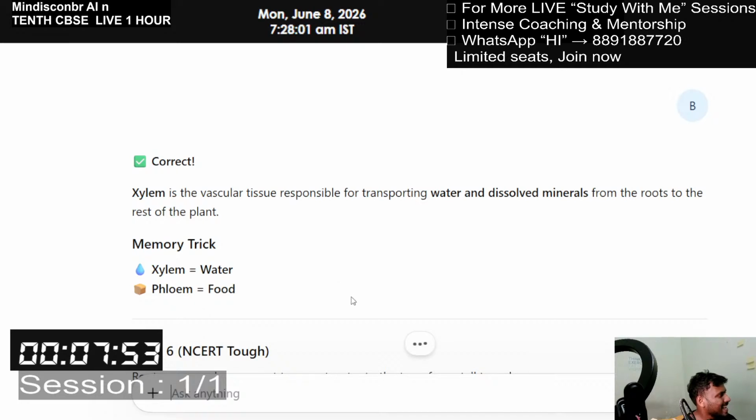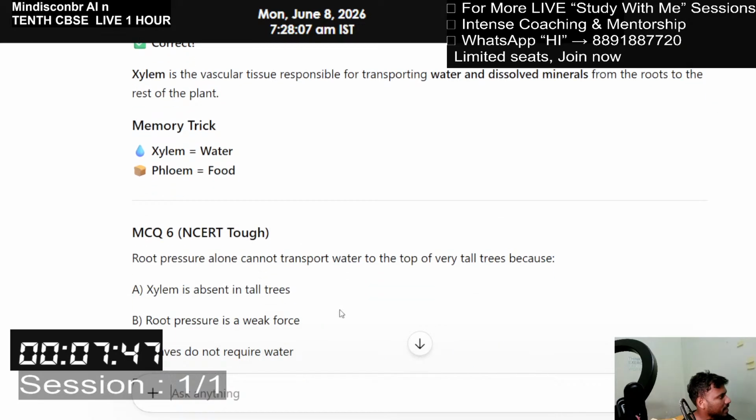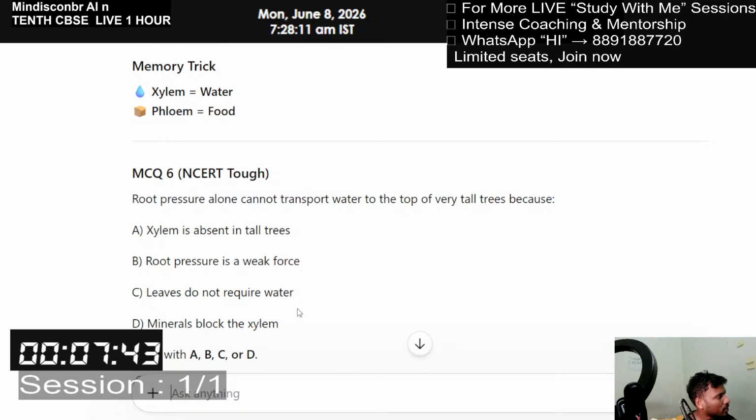Xylem is the vascular tissue responsible for transporting water and dissolved minerals from the roots to the rest of the plant. Xylem is equal to water; phloem helps in the transport of food. Root pressure alone cannot transport water to the top of very tall trees because root pressure is a weak force.